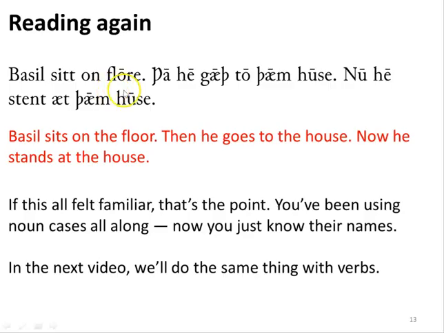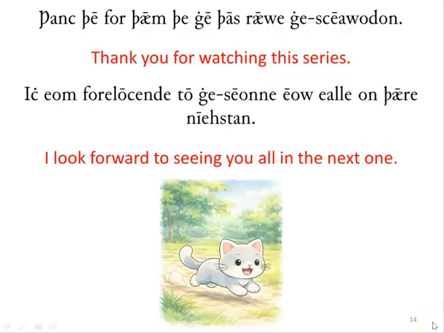Basil sitte on the floor. Thær he gath tō thām hūse. Nū he stent æt thām hūse. Basil sits on the floor, then he goes to the house. Now he stands at the house. If this all felt familiar, that's the point. You've been using noun cases all along. Now you just know their names. So in the next video, we'll do the same thing with verbs.